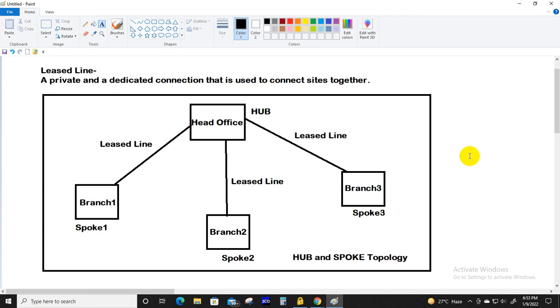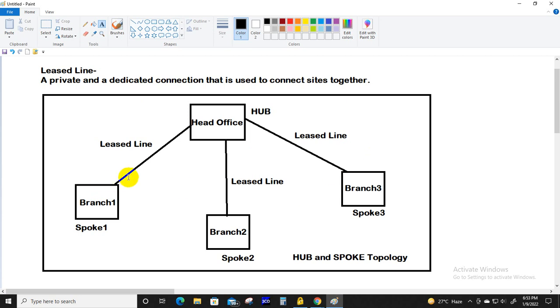The main advantage of this topology is that traffic or network can be controlled from a central location. From a central location means from this hub, or from the head office. From head office we can control both the traffic and the network.